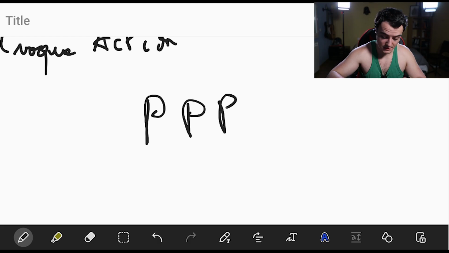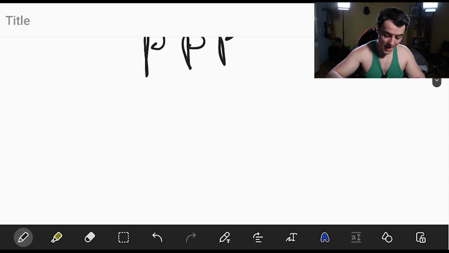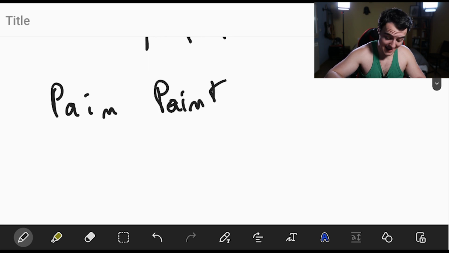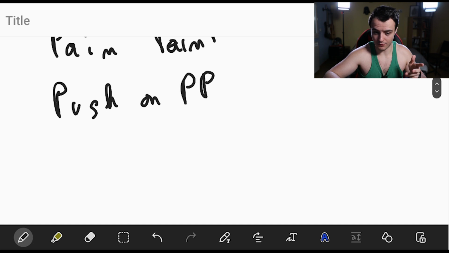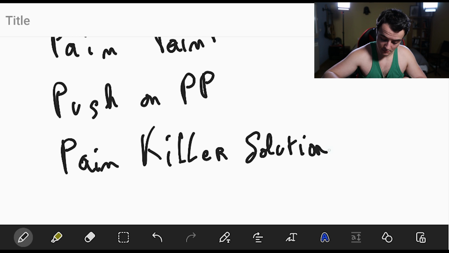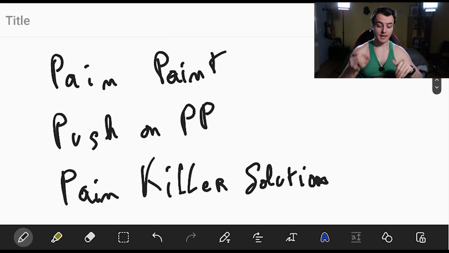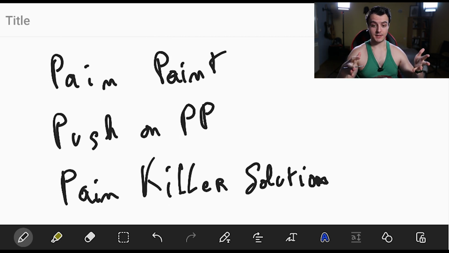Alright, the framework is extremely simple to remember. The acronym for it to be remembered, sorry for that, is going to be PPP. Simple, 3 P's. And it stands for number 1, pain points. Then number 2 is going to be push on the pain point, and number 3 really is going to be the painkiller solution. There is more to it than this, but we're going to start from here right now, alright? I'm just going to explain what this all stands for. So those are the 3 P's: pain point, push on the pain point, and painkiller solution.